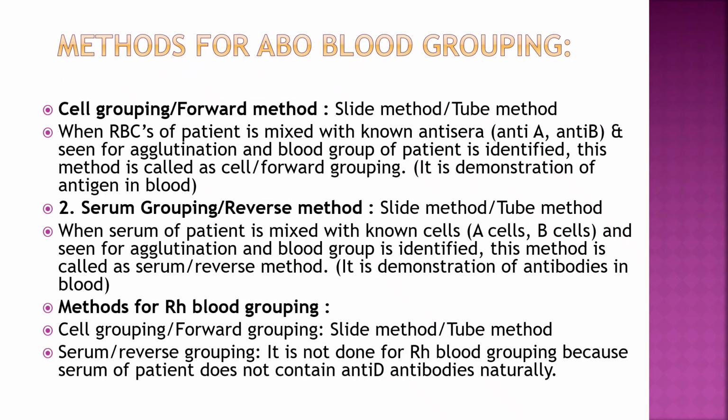Now methods of ABO blood grouping. There are mainly two methods, forward and reverse. Forward is also called cell grouping and reverse is also called serum grouping. In forward grouping, we take a cell suspension of RBC of the patient, and then add known antisera. In serum grouping, you take serum of the patient and add known cells from the kit. Then we will see the clumps. For RH blood grouping, only forward grouping, that is cell grouping, is there. Reverse grouping is not there because natural anti-D antibodies are not there.